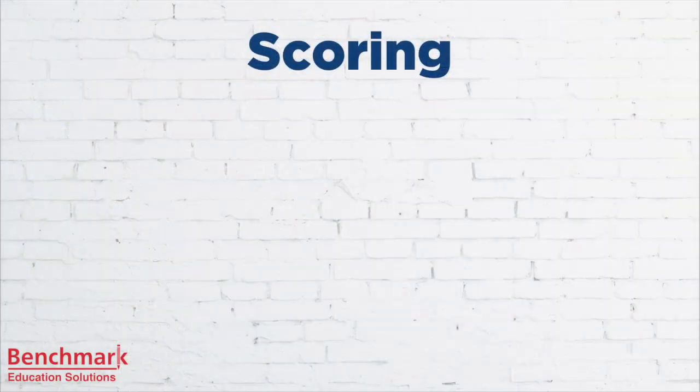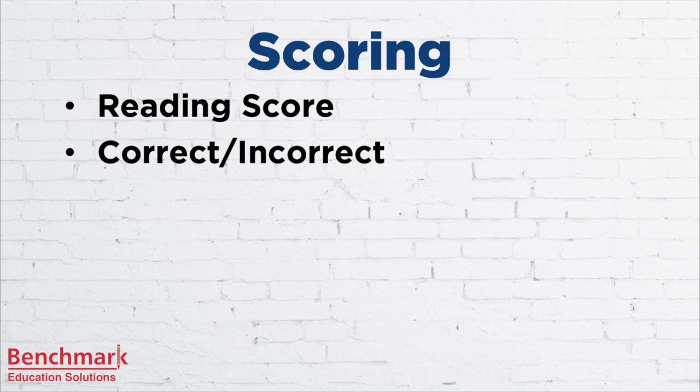Now let's see how this question is scored. The scoring really is quite simple. This is part of your reading score, and each answer is either correct or incorrect. There's no partial credit for this, and there's no negative scoring. So that means you don't get a point taken away if you answer incorrectly. You just don't get the point for that question.